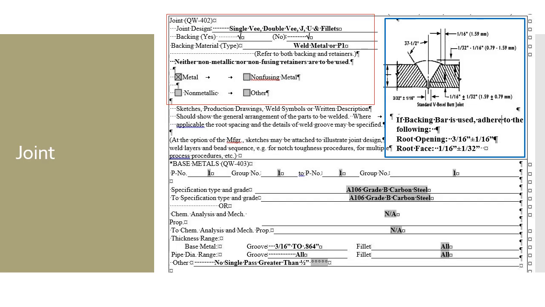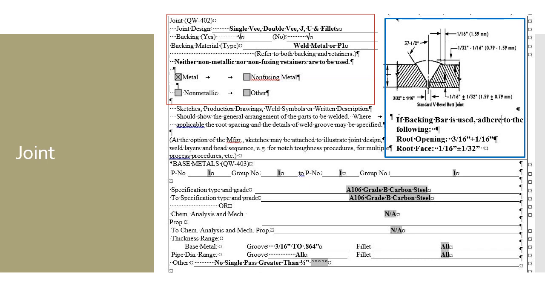Joint design. QW-402 in ASME Section IX addresses the joints. On your WPS, you just need to address the joint designs, and you can leave it open-ended, like this one. You don't have to lock it in to a very tight joint configuration. The way this one was written, you could have a single V, a double V, a J, a U, and you can also do fillets.